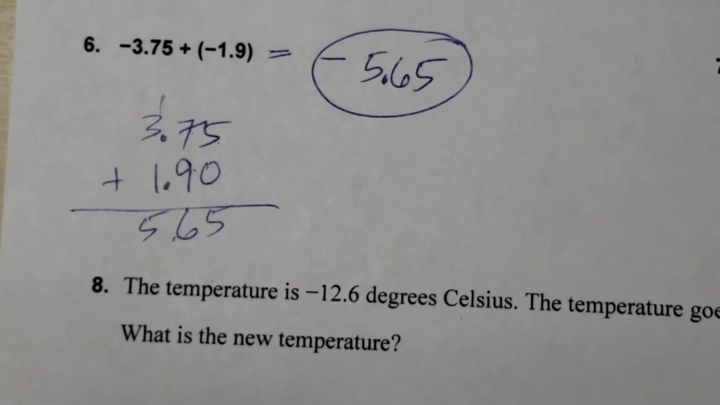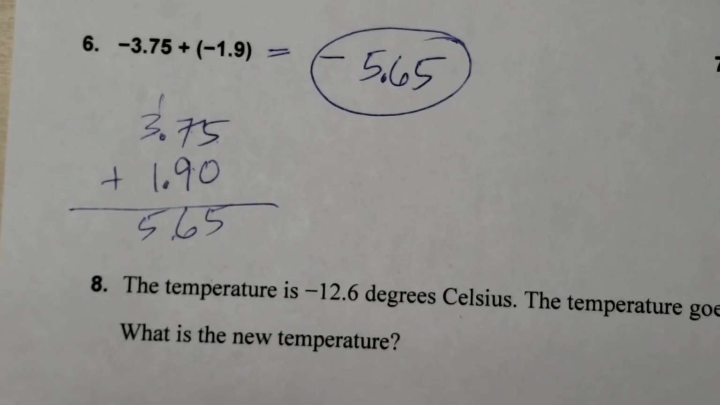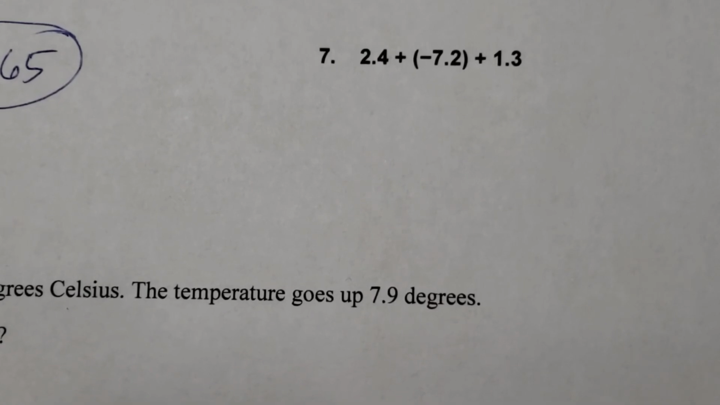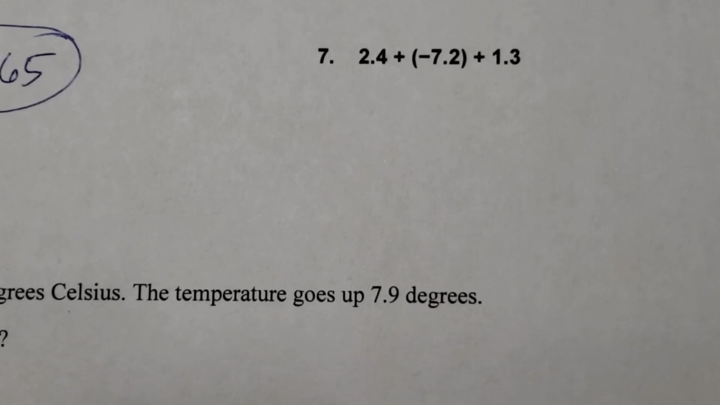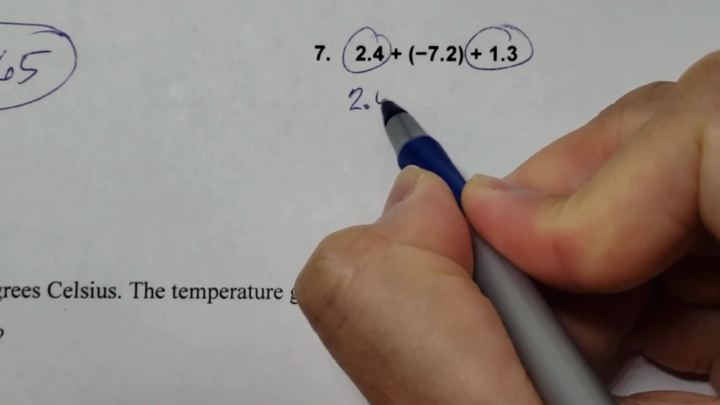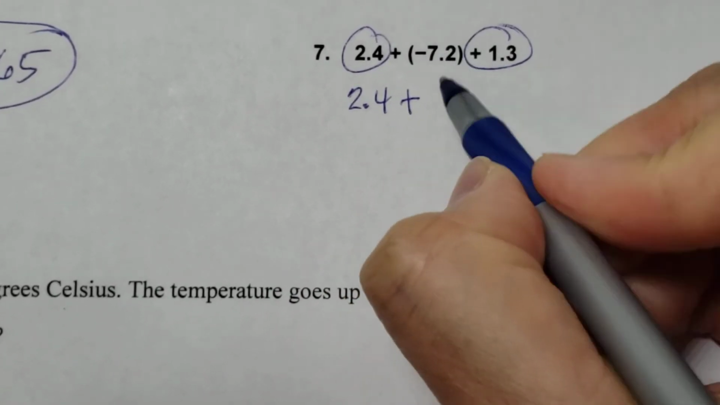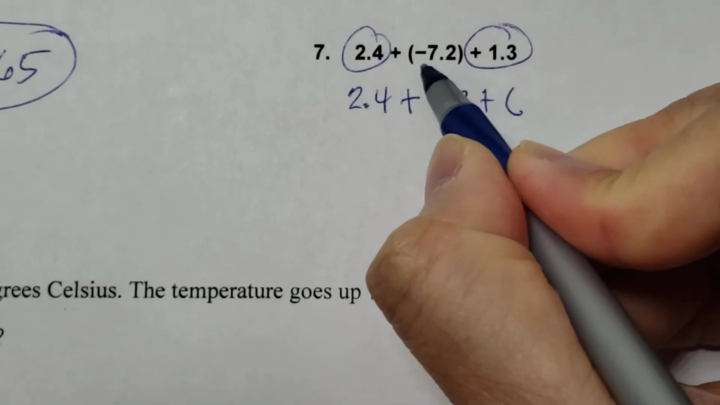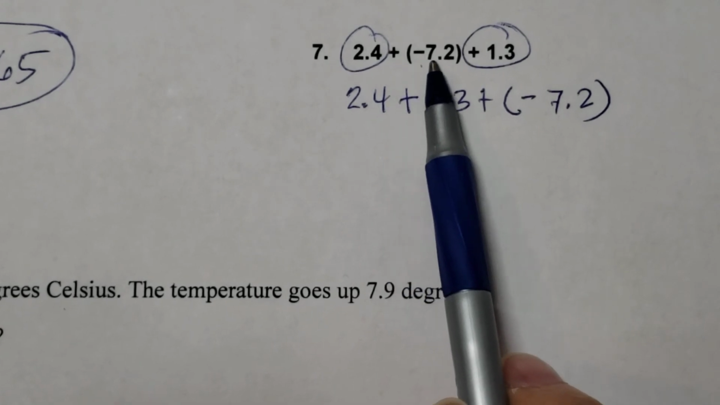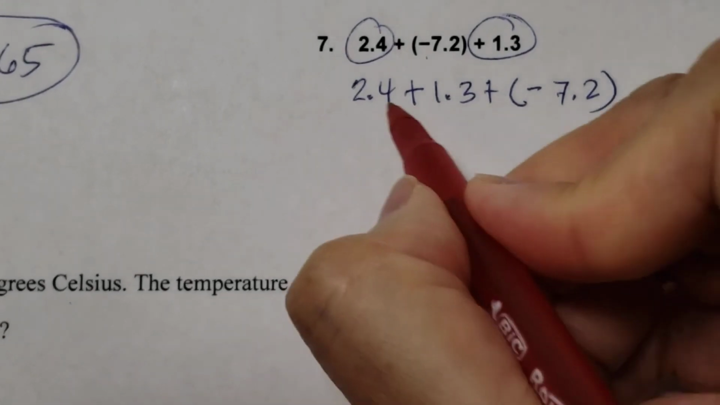So hopefully that's clear. Number 7. If you have 3 terms, the best way is to use the commutative property of addition. That means you can move the terms in any order and you'll still get the same answer. So I'm going to add the positives first to make it easier. I'm going to rewrite this, but you don't have to if you know how to add right away. Make sure you also copy the negative, because the negative doesn't stay in the middle. It stays with 7.2.